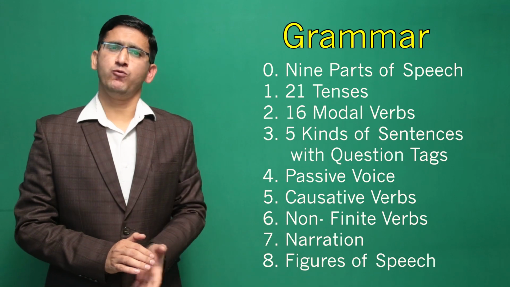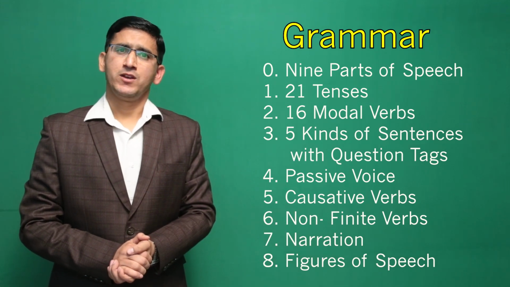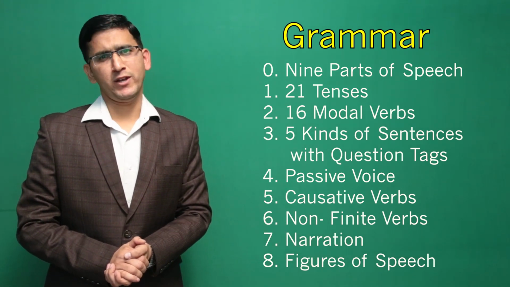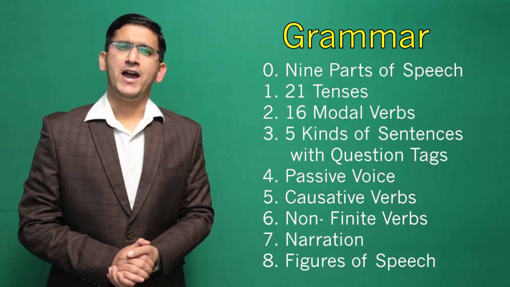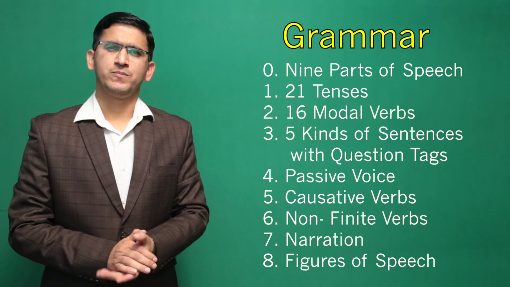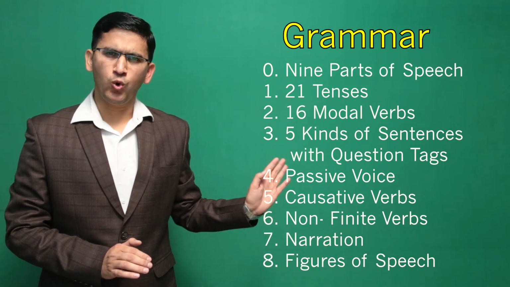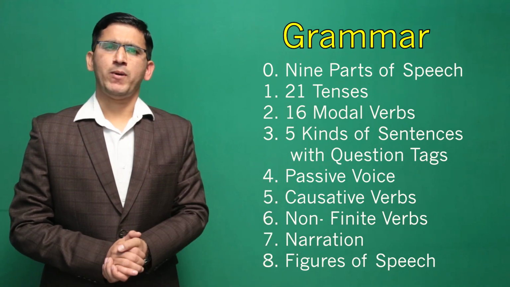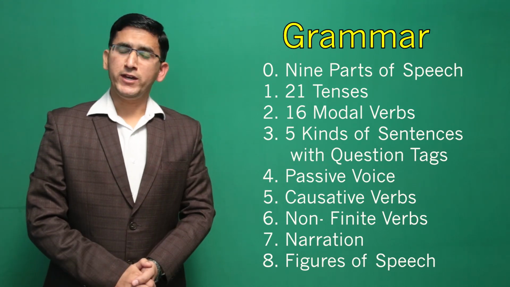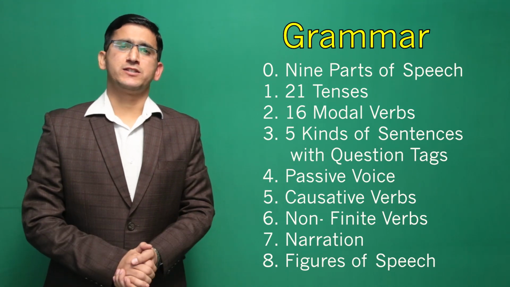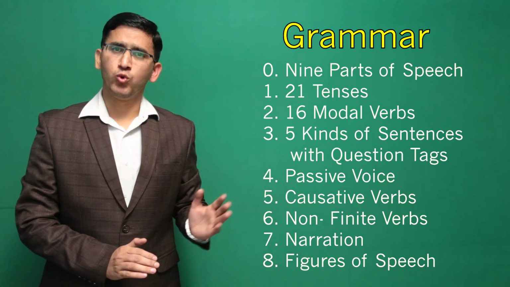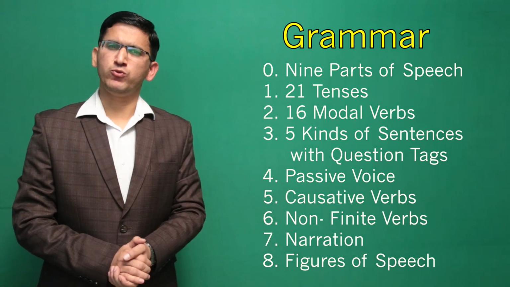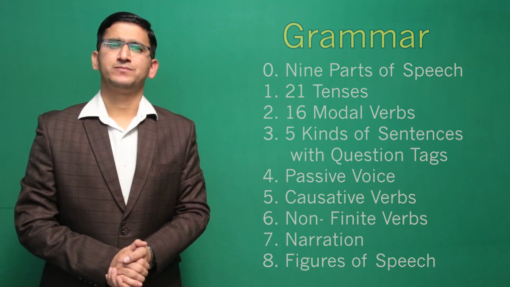Fourth one is passive voice. Fifth one is causative verbs. Sixth one is non-finite verbs. Seventh one is narration. And eighth one is figures of speech. And you can watch all these video lessons from our playlist. You can make all kinds of sentences by just learning these 8 lessons of grammar. And you can watch all these videos in sequence from our playlist.